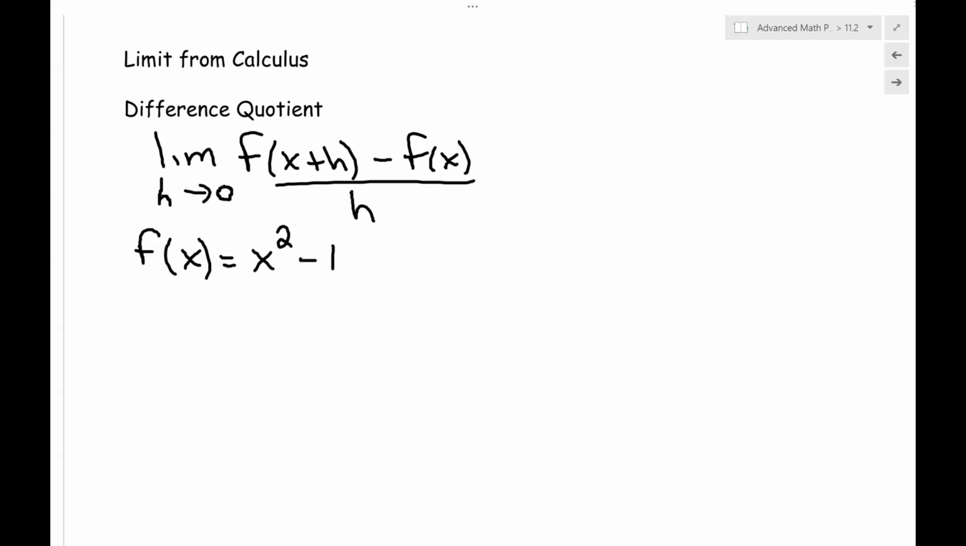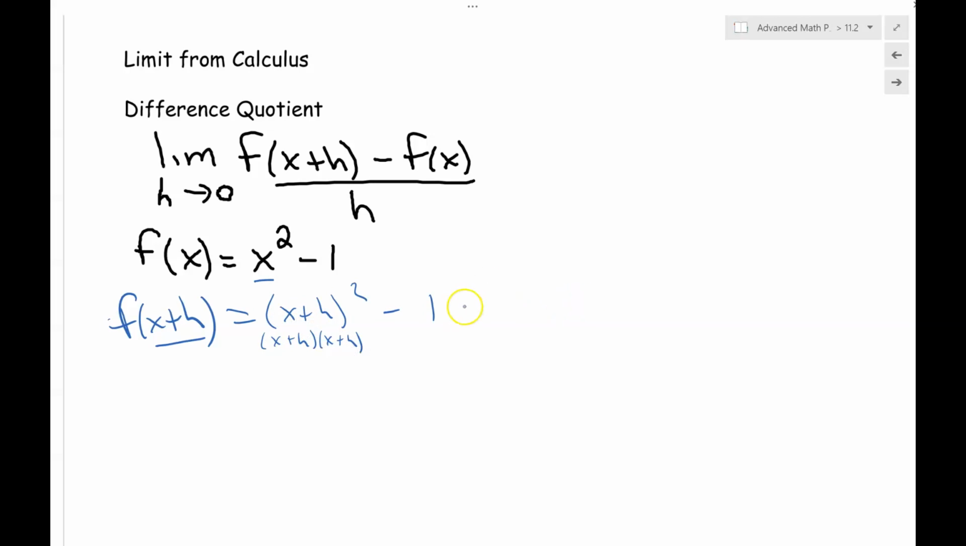So here's what we have to do. We have to first find this. Well, how do I do that? Well, I'm going to plug that in for that. So it looks like this. Now we got to work that out. Remember, this means this. We have to FOIL that out.